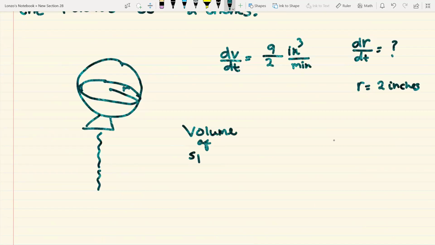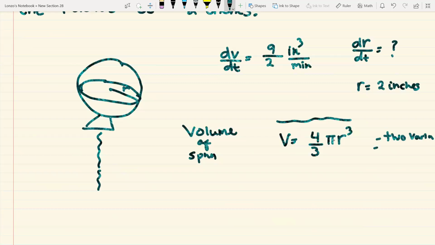What is the volume of a sphere? It is V equals 4/3 pi r cubed. Okay, so that's it. We need this formula. How many variables do we have in this equation? V is a variable, r is a variable, 4/3 pi is not a variable, it's a constant. So we have two variables.